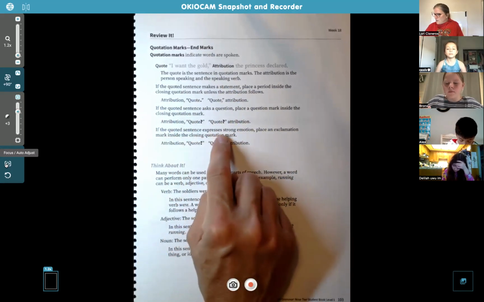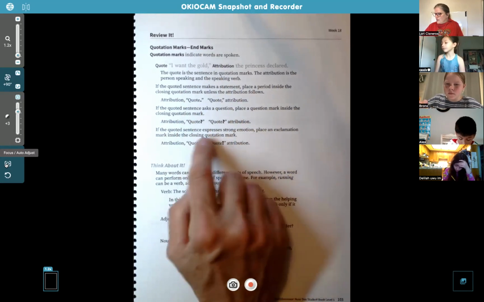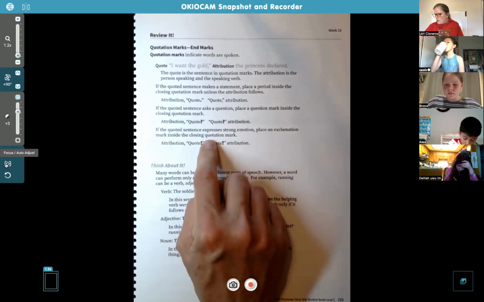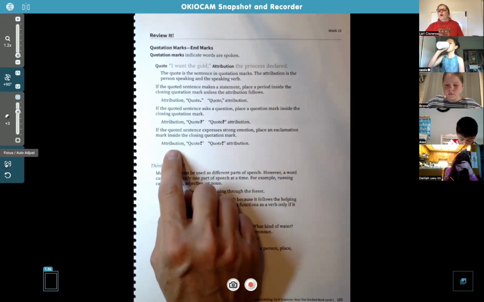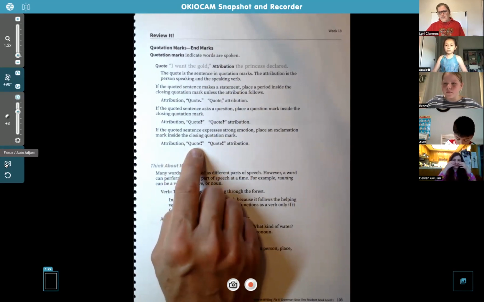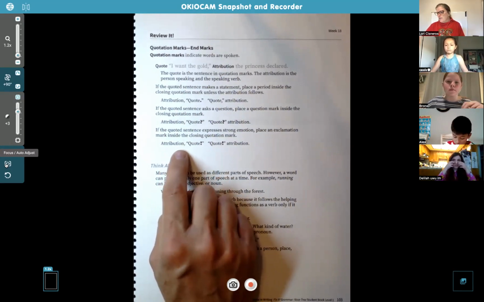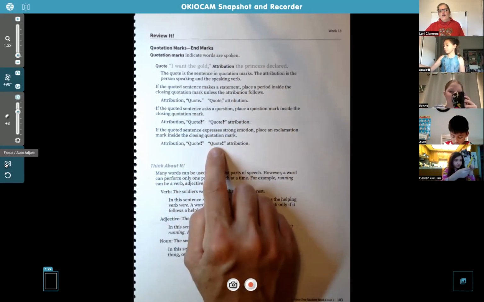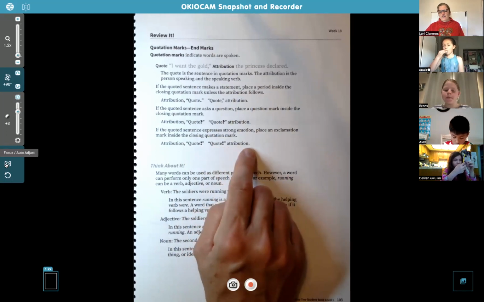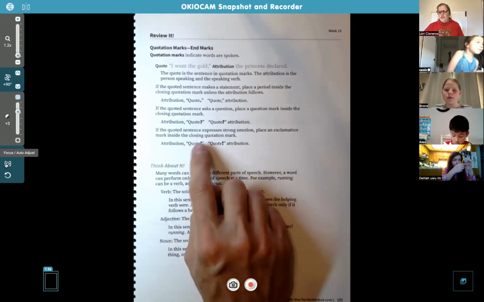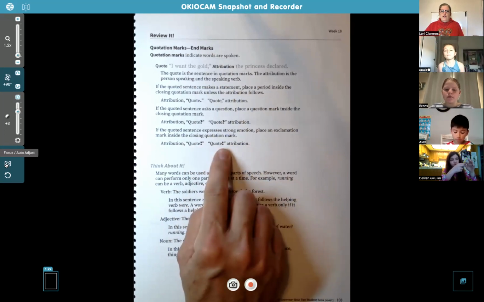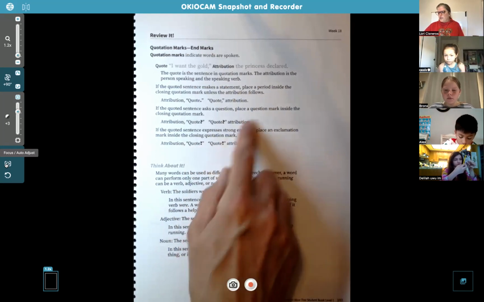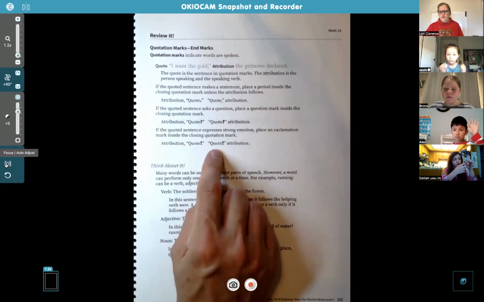If the quoted sentence expresses a strong emotion, place an exclamation mark inside the closing quotation mark. So Delilah shouted, "Watch out!" Okay, Delilah shouted, comma, "Watch out," exclamation point inside the quotation mark. Or I could say, "Watch out!" Delilah shouted. Okay, so those are the two ways that you can write that with an exclamation point. Any questions about quotations or quotes?